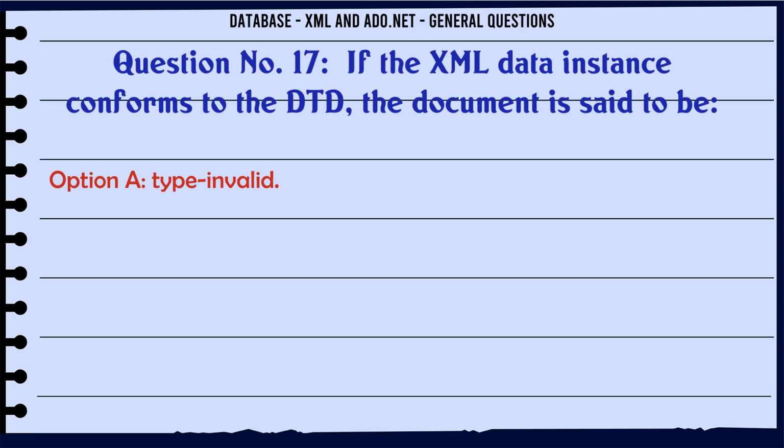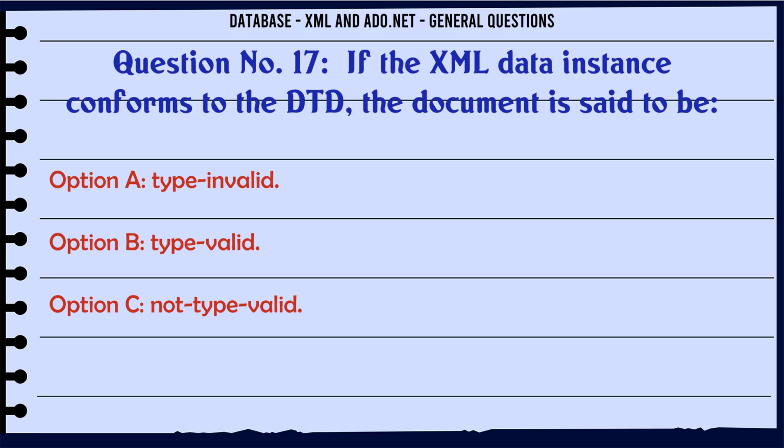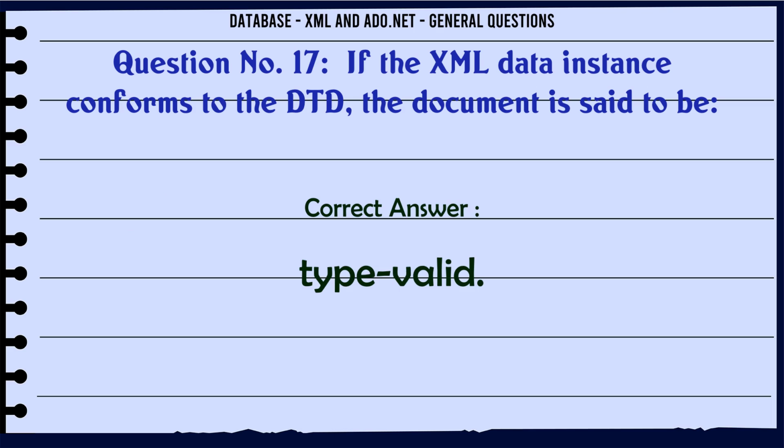If the XML data instance conforms to the DTD, the document is said to be A. Type invalid, B. Type valid, C. Not type valid, D. An HTML document. The correct answer is type valid.